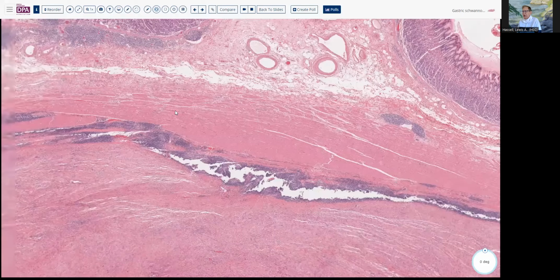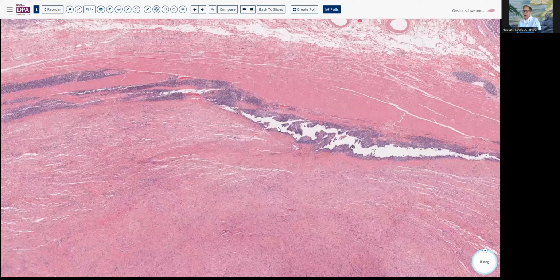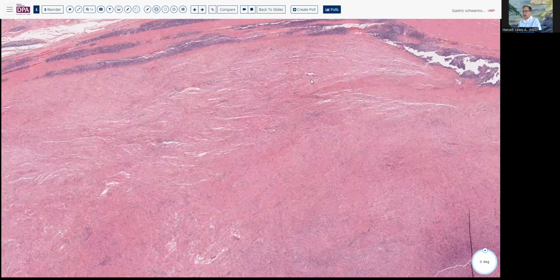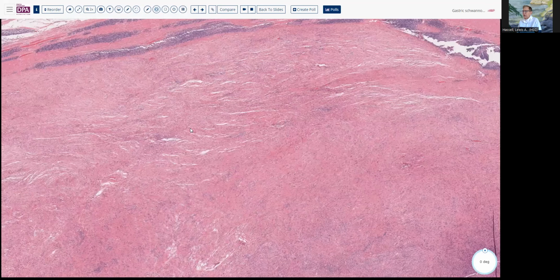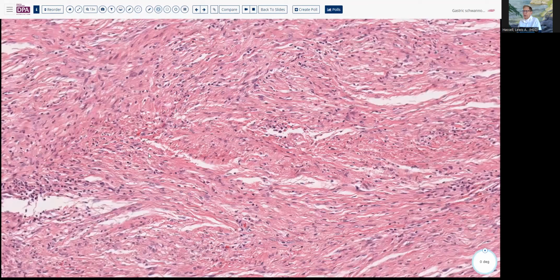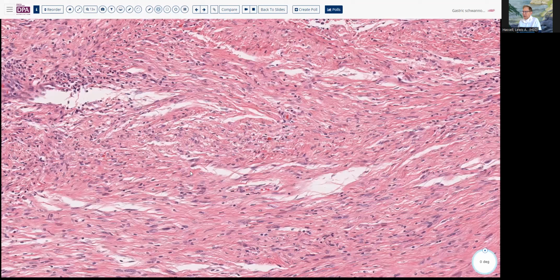Now, the other feature here, of course, is this characteristic inflammatory cuffing of this lesion, which is quite characteristic of this specific lesion and not found with the other lesions that would be considered in this differential diagnosis. As we come into higher magnification on this lesion, we can see that it's a fairly uniform mixture of spindle cells with slightly wiry cytoplasm.